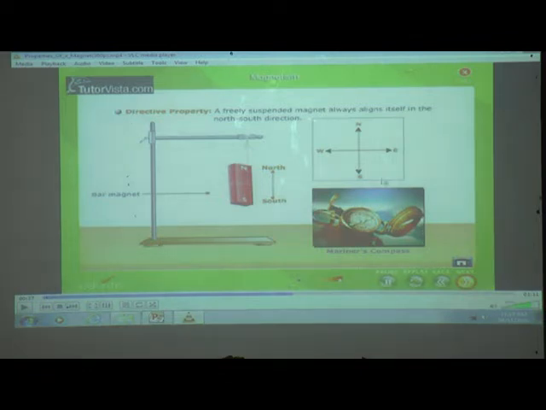So when so many travelers are going by the sea or the ocean, they don't know which is the south direction and which is the north direction. They only have maps with them, and by this compass they will come to know which is the north direction and which is the south direction. By this magnetic needle, it will show them which is north and which is south direction.